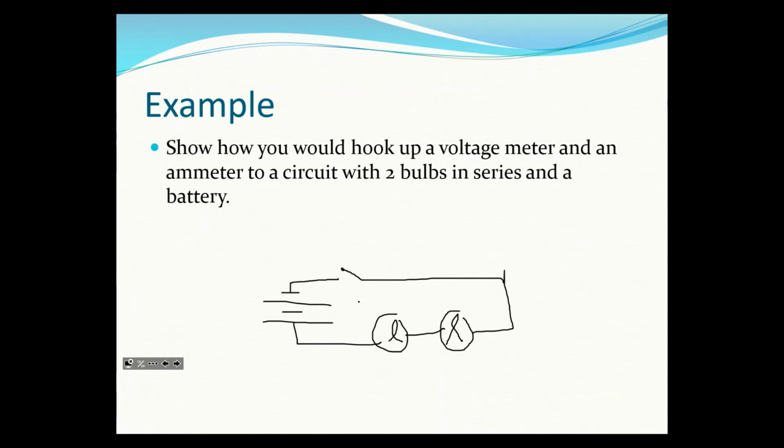Okay, so if I wanted to set up a voltmeter, I could set up a voltmeter to measure my voltage across one of them, or I could measure across both of them if I wanted, but it has to be set up in parallel. That's the most important part. And if I have an ammeter, I want it to be set up in series, so I can put it anywhere along that circuit.